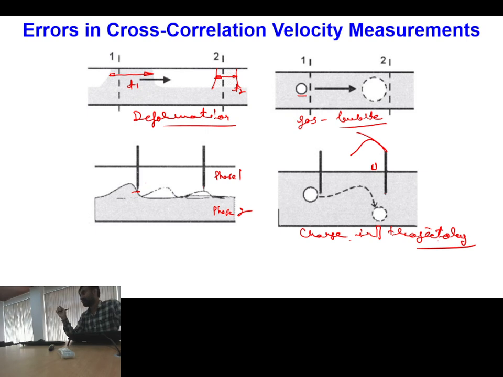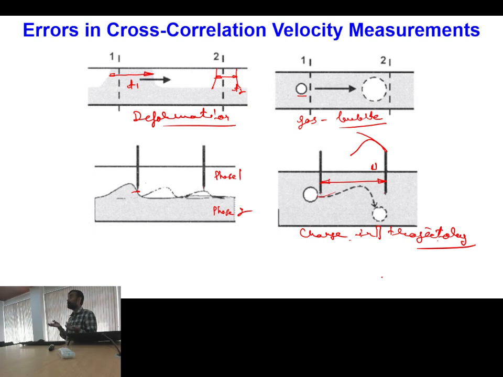And a second important point: even with non-intrusive measurement, you are assuming that when the signal changes, the bubble has only traveled the linear distance. But what may happen is that it takes some arbitrary path.